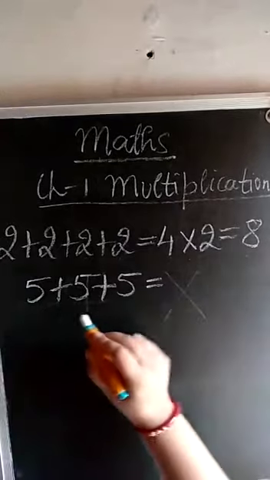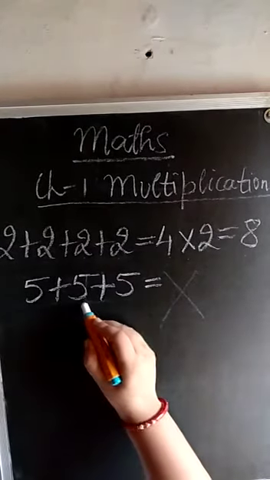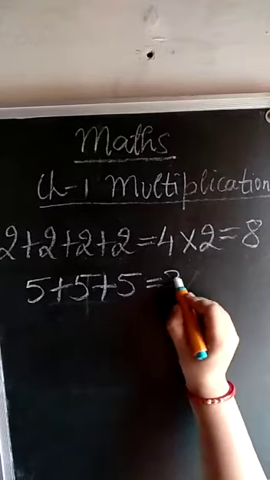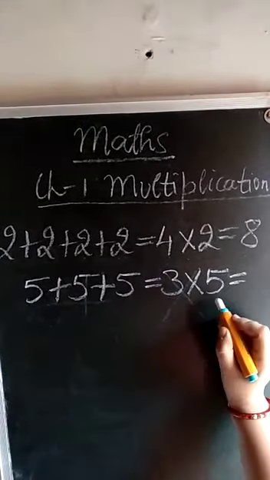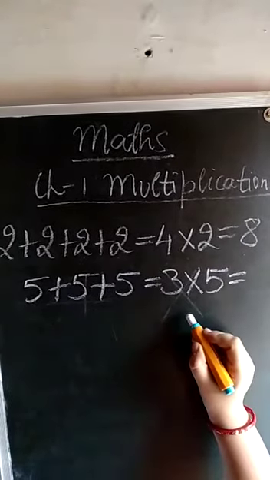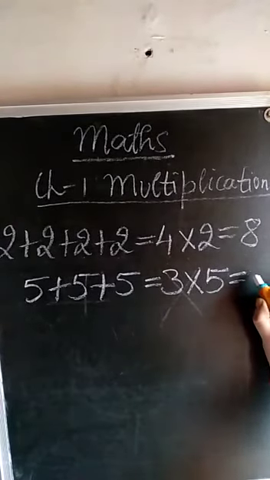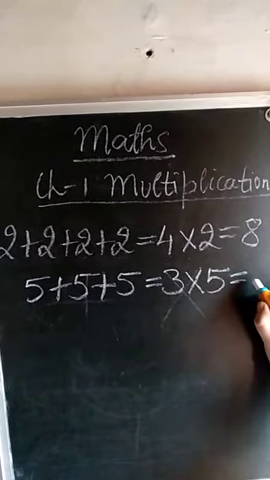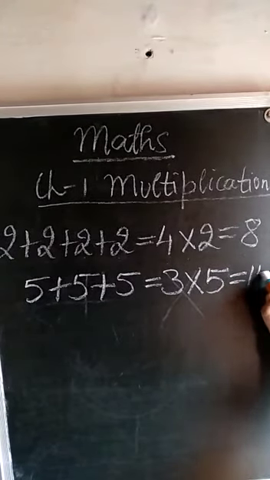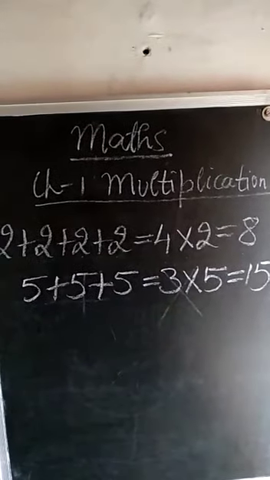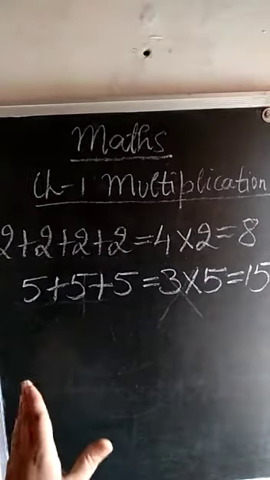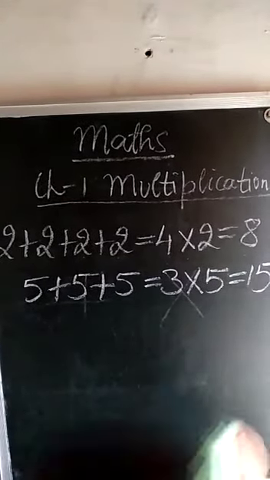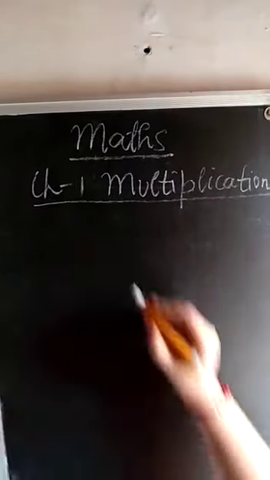The number is 5, but how many times have I written 5? 1, 2 and 3. Means I have added the number 5 three times, and the answer will be the table of 3. Means 3 ones are 3, 3 twos are 6, 3 threes are 9, 3 fours are 12, 3 fives are 15. That means 3 fives are 15 is our answer. This is the way how we can derive multiplication through addition. Now come to your main portion that we are going to start with, that is multiplication.